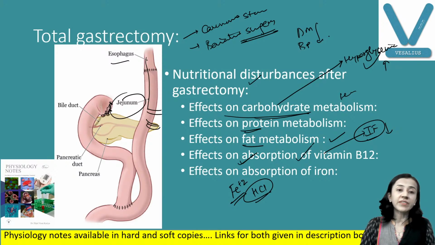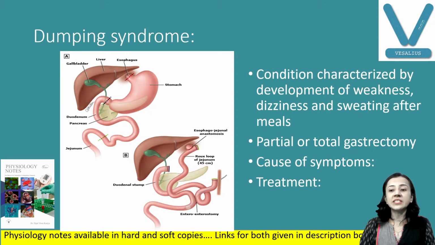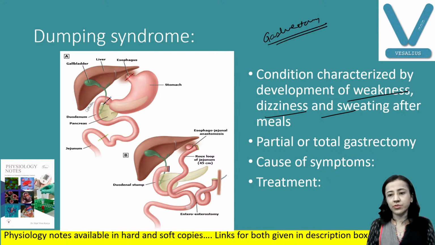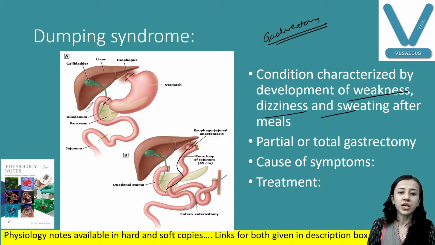And the person has dumping syndrome. What is dumping syndrome? It is a condition characterized by weakness, dizziness, and sweating after meals. This is found in patients of partial or total gastrectomy. What are the causes of the symptoms? As I told you, there is hyperglycemia followed by hypoglycemia. And why? Because the person is having a hypertonic meal, which goes directly from the esophagus into the intestine.